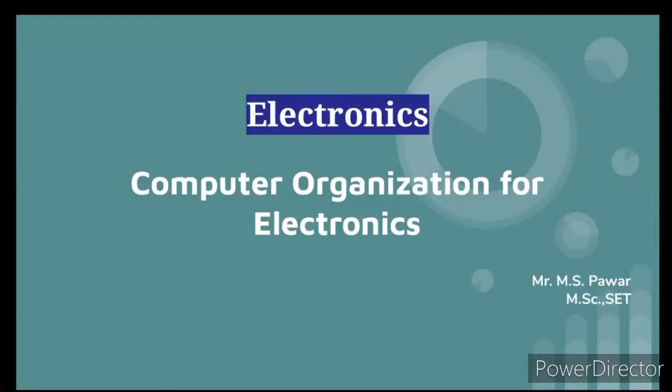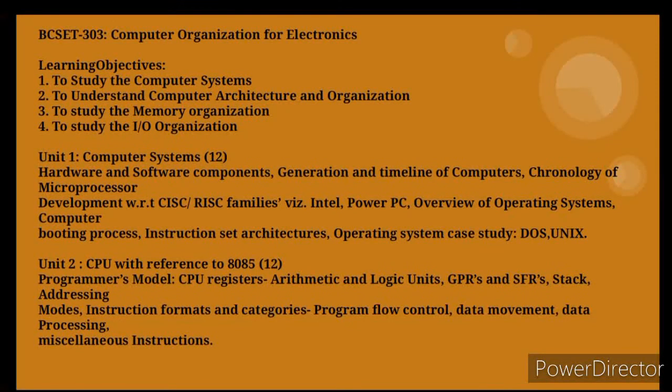In electronics there are two papers. One is Computer Organization for Electronics. The syllabus of the Computer Organization for Electronics paper, the paper code is BCSET 303. Some learning objectives can be seen on this screen.